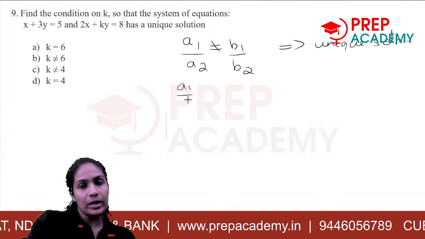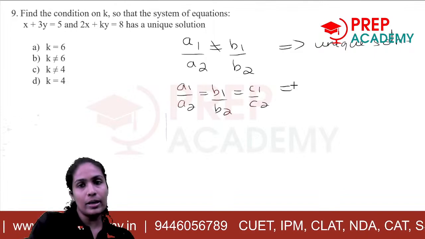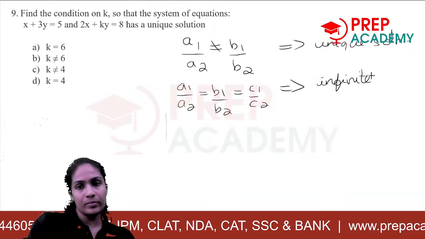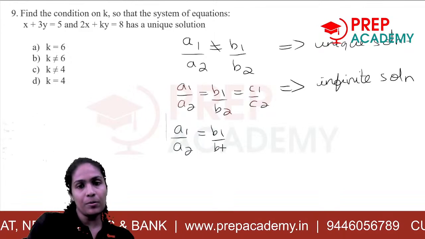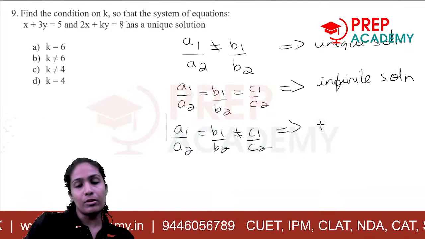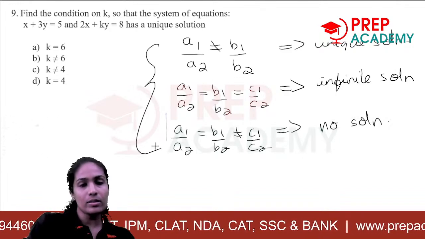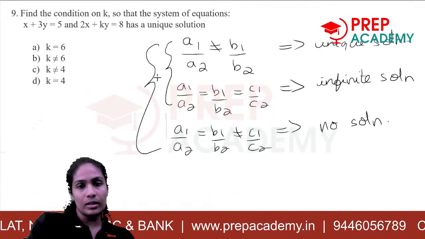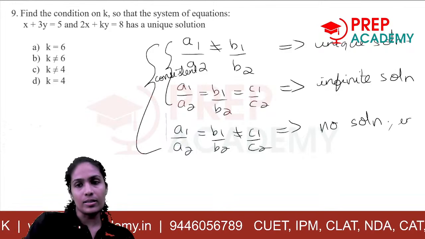And if a1 by a2 equal to b1 by b2 equal to c1 by c2, then the equations have infinite solutions. And if a1 by a2 equal to b1 by b2 not equal to c1 by c2, then the equations will not possess any solution, that is, no solution. So these are the conditions of solutions of equations. The unique solution and infinite solutions are termed as consistent, and the no solution situation is termed as inconsistent.